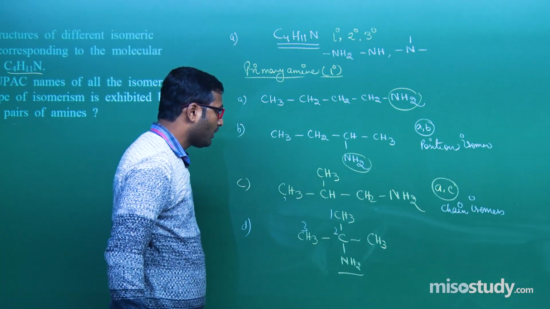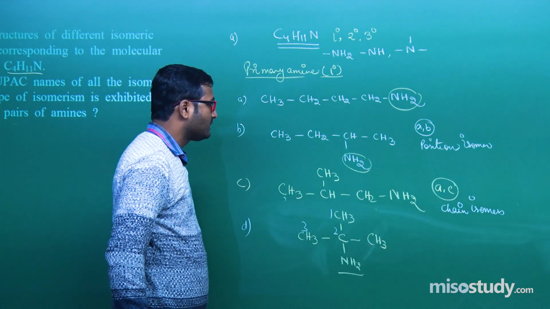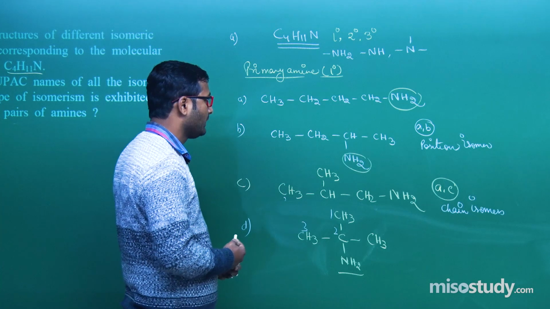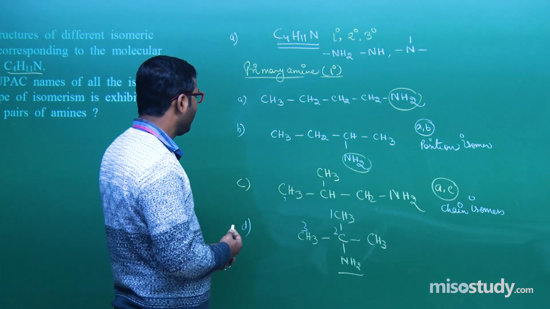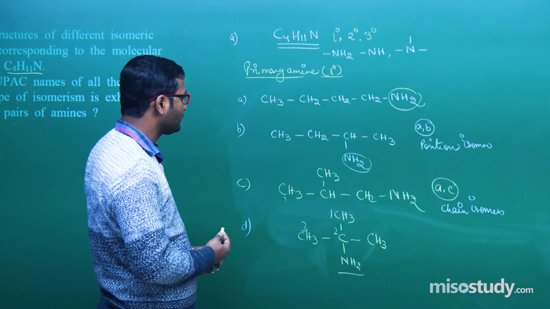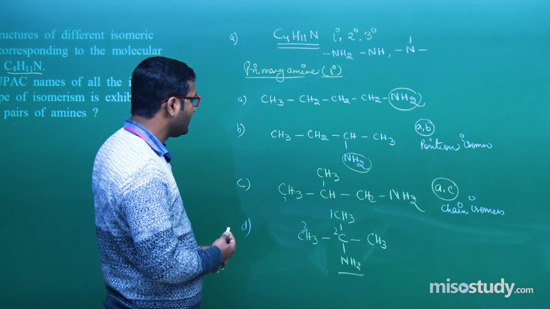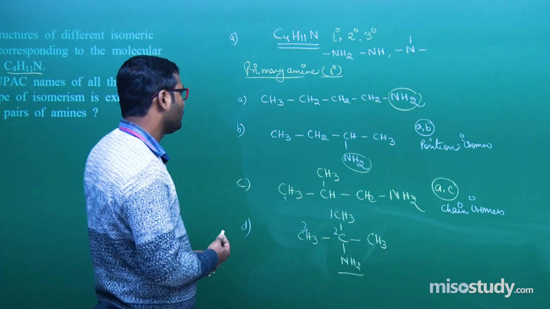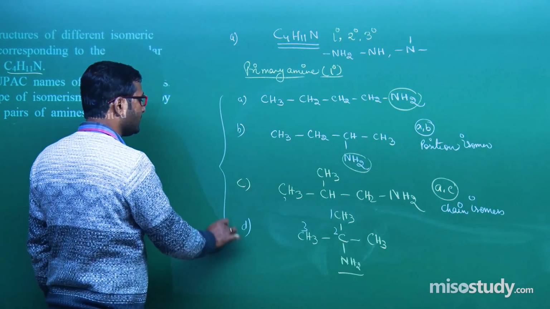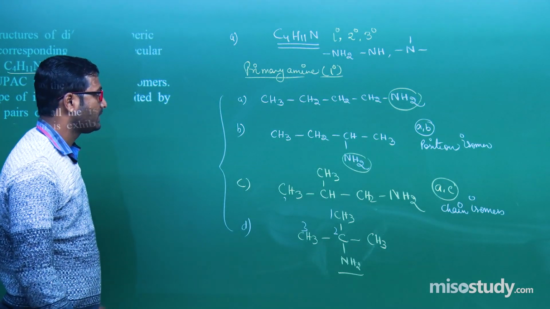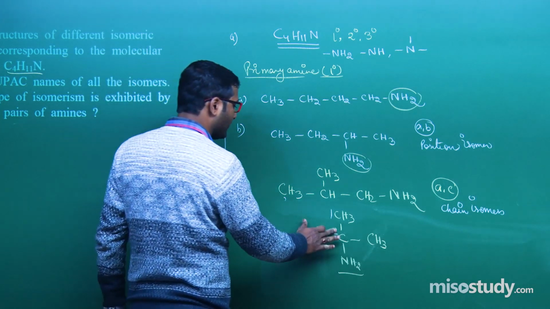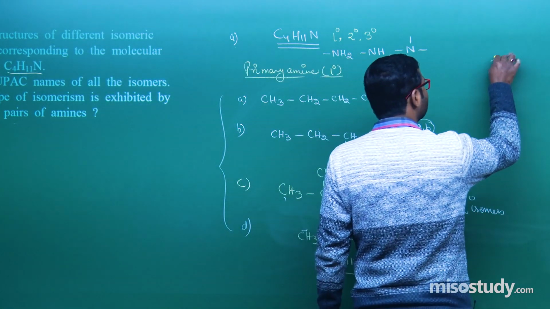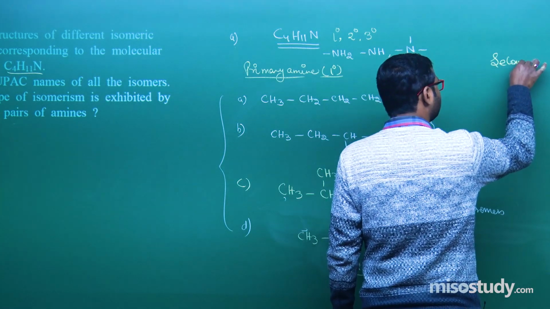Now what do we observe? There is a difference in the length of the carbon chain. So we can say A and D are chain isomers, or B and D are chain isomers to each other. So you can easily differentiate which one is chain and which one is position isomer. This is the case for primary amines. Clear? Yes. Now let's move to the secondary amines.